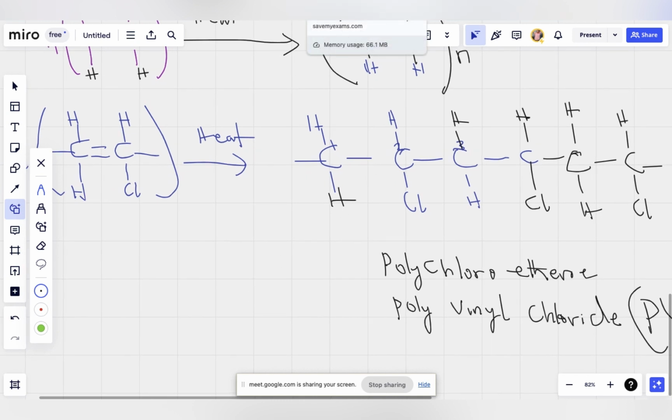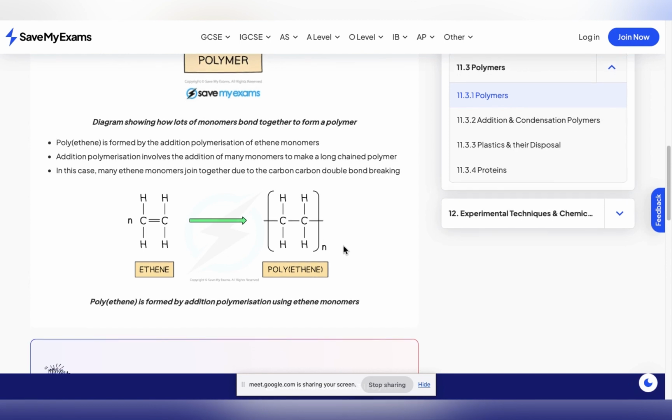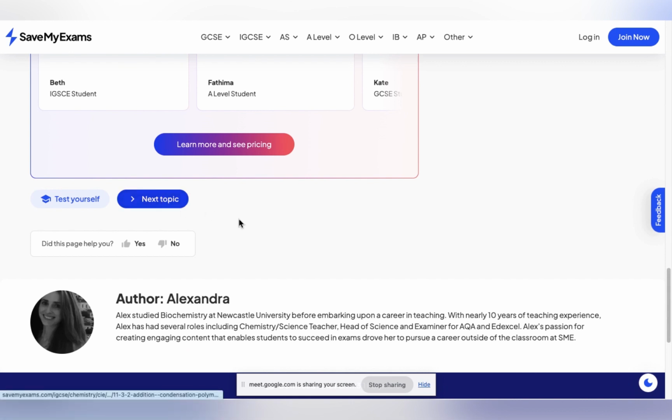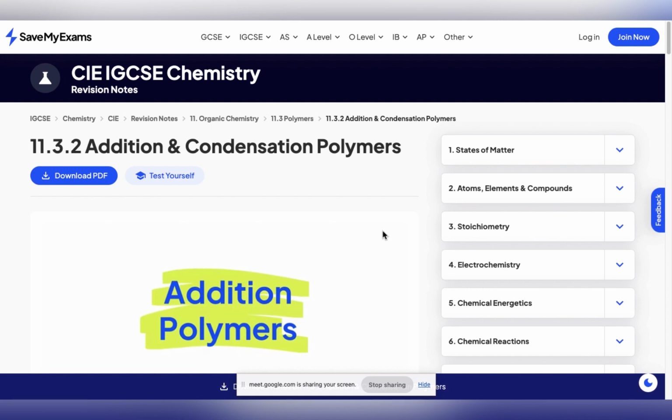Anyway, we will see it more extensively. Let's just move on. What you see here is ethene added to itself. That's why we put n here, meaning it's going to be added to itself. This double bond will be broken due to heat and pressure, and we will get more ethene being added to itself, which is called polyethene. This is an example of addition polymerization. Now let's take a look at addition polymerization properly. In this video, we're going to look at addition polymers.